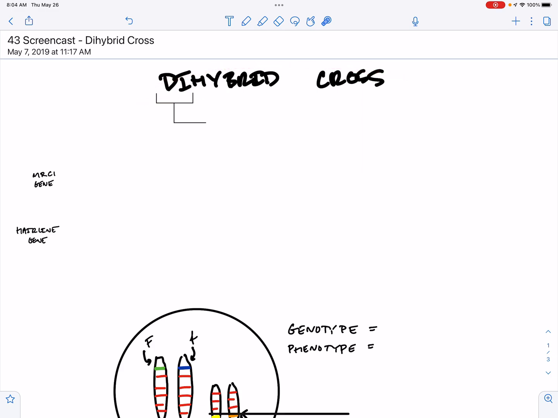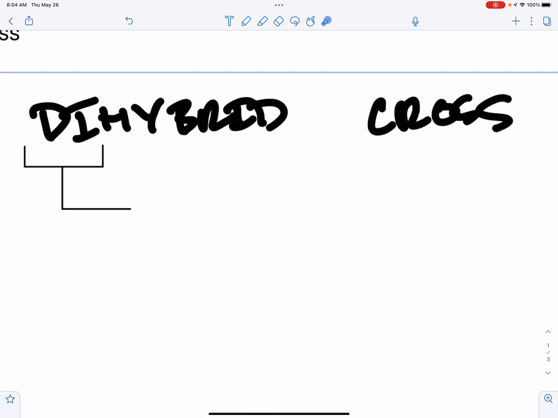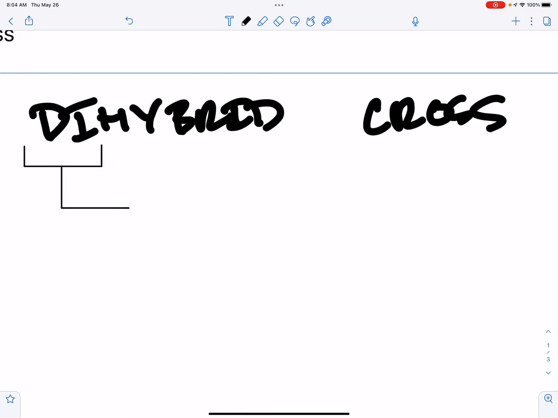So yesterday in the screencast, you completed a monohybrid cross, which was tracing the inheritance pattern of one gene. We used the example of simple dominant and recessive inheritance, and we looked at one gene, the MRC1 gene, which controls whether or not someone has freckles. In a dihybrid cross, we're going to be looking at the inheritance pattern of two genes.